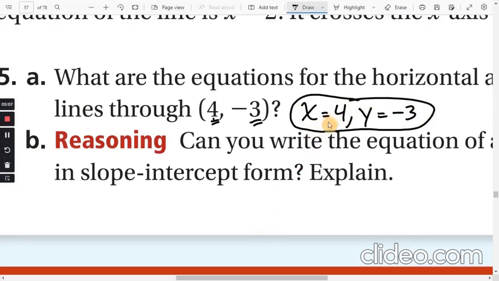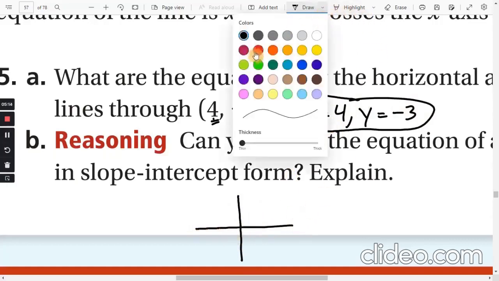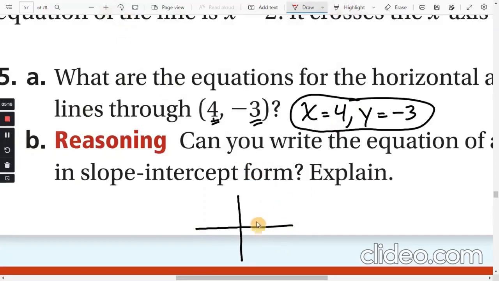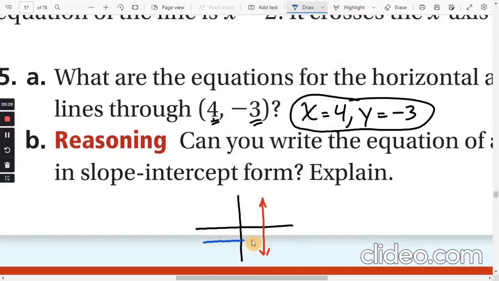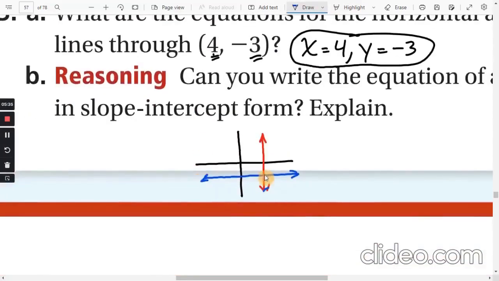All right, x equals 4 is the vertical line. If you went to x equals 4, that'd be about right there. And y equals negative 3. If you went on the y-axis to negative 3, it would be about right there. So that would be it. And this point right here, that would be 4, negative 3, the point where they meet.